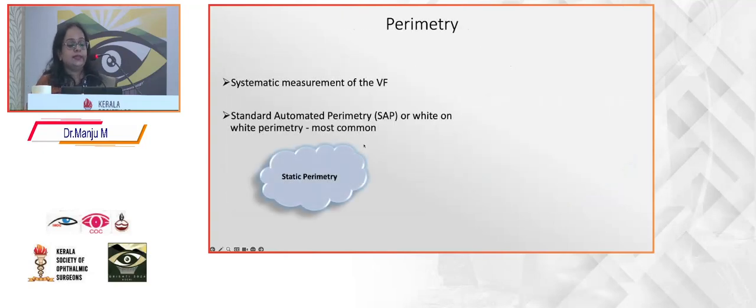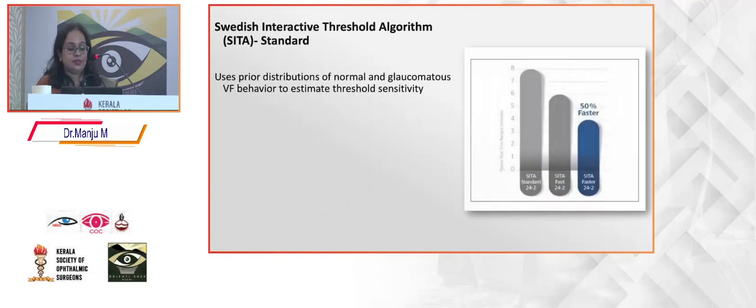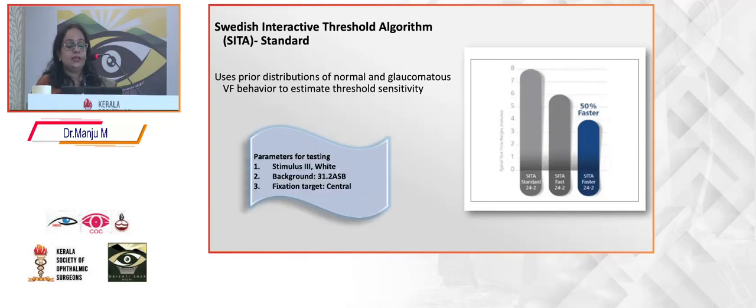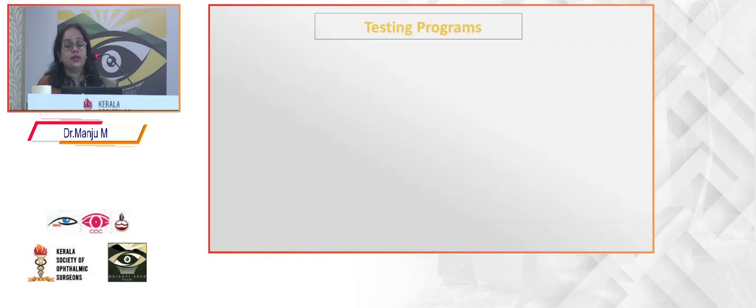Perimetry is basically the systematic measurement of the visual field, and we usually use standard automated perimetry, or white-on-white perimetry, that is most commonly used, and that is a static perimetry. And we normally use the SITA setting that uses prior distributions of normal and glaucomatous visual field behavior to estimate threshold sensitivity. The usual parameters used are a Stimulus III white with a central fixation target.